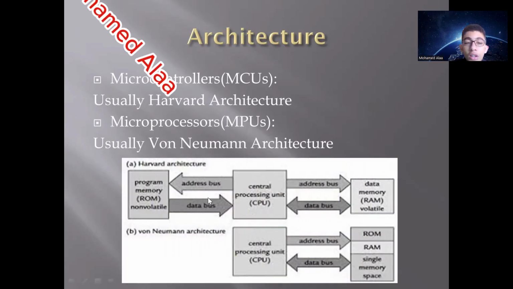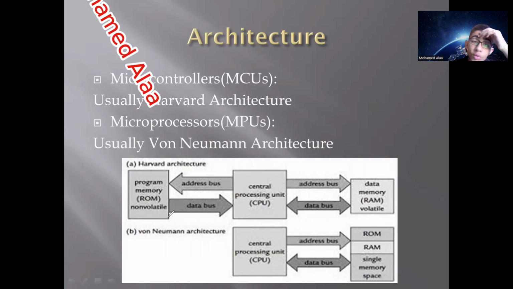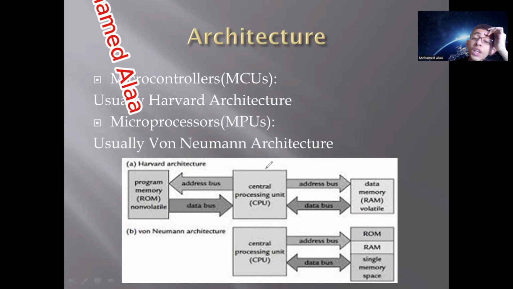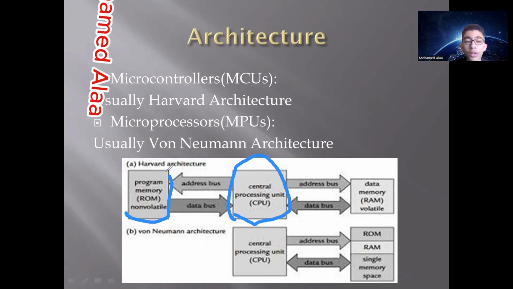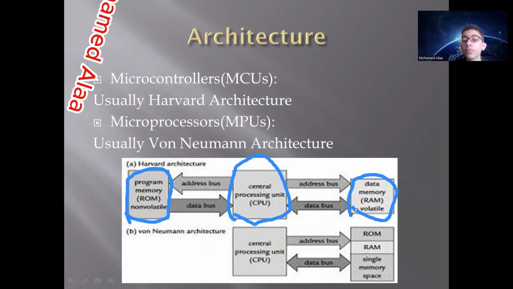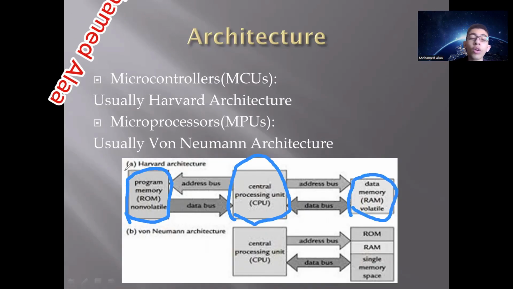Well, you see, Harvard architecture and the von Neumann architecture both consist of three things: the central processing unit, or the CPU, the program memory, or the ROM, and the data memory, or the RAM. Data memory is the RAM, program memory is the ROM.